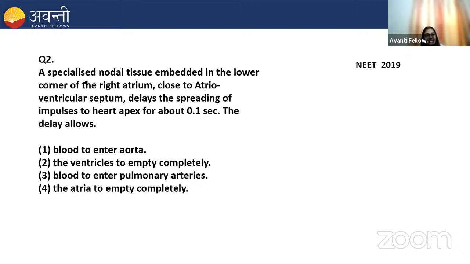Next, question number 2 says: a specialized nodal tissue embedded in the lower corner of the right atrium close to the atrioventricular septum delays the spreading of impulse to the heart apex for about 0.1 second. The delay allows... Quickly answer. What do you think? What will be the correct option for this question?